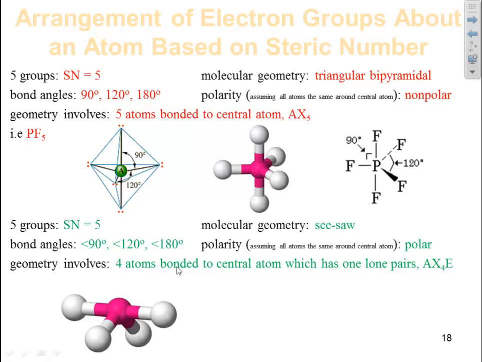This involves 4 atoms bonded to the central atom, which has one lone pair. This is an AX4E example. This is sulfur tetrafluoride. You can see I have my lone pair in the equatorial. That's where it's going to want to go. And I have my fluorine going into the board and out of the board. This is going to be about 101.6 degrees between these fluorides instead of 120.